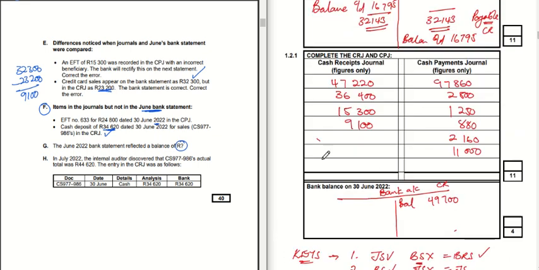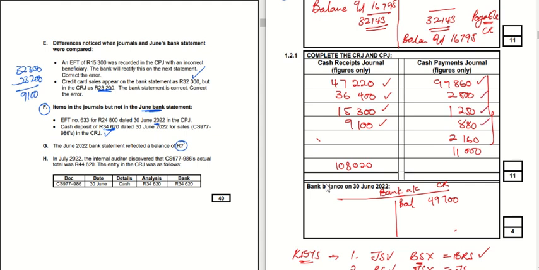Let me start from my journals. In my journals, I'm now adding everything that is in my journals. Okay, grab your calculator. So you're going to take your 47,20, and then your 36.4, and then your 15.3, and then your 9.1. That is going to give you 108,020. And then I'm also going to add this side, which is your 97, your 2.8, your 1,250, your 880, 2160, and your 11,000. That is going to give me 115,950.